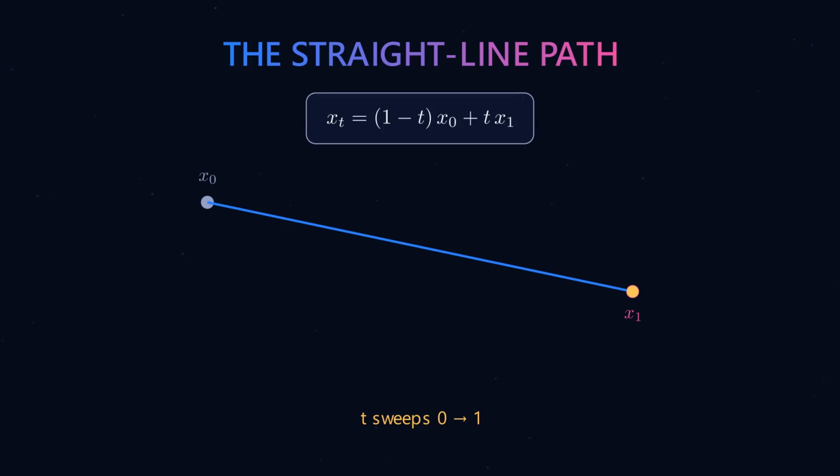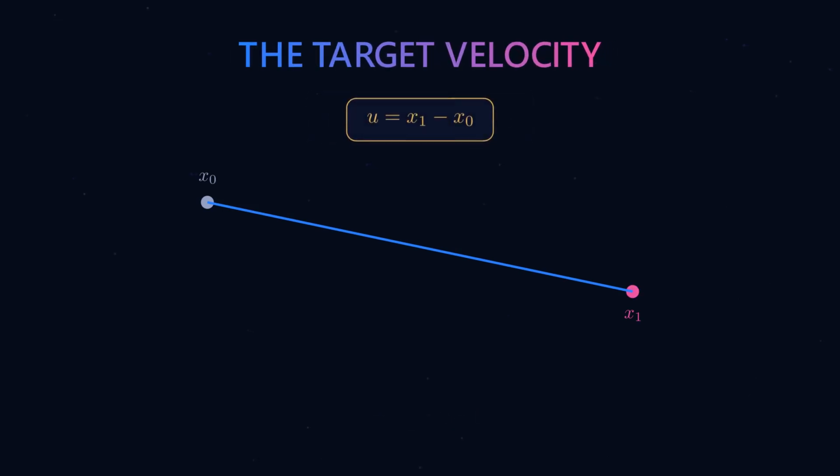At t equals 0, this is exactly x0, pure noise. At t equals 1, it's exactly x1, the real image. In between, it's a linear interpolation, a straight line blend that slides smoothly from one to the other as t sweeps from 0 to 1. There's nothing mysterious in this line. It's the same linear interpolation you learned in a first calculus class, just applied to an entire image treated as one very high-dimensional point. Now differentiate that straight line with respect to t.